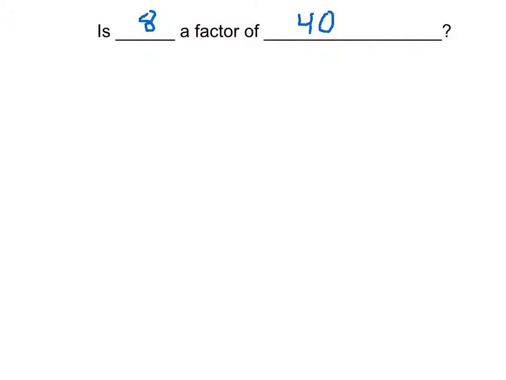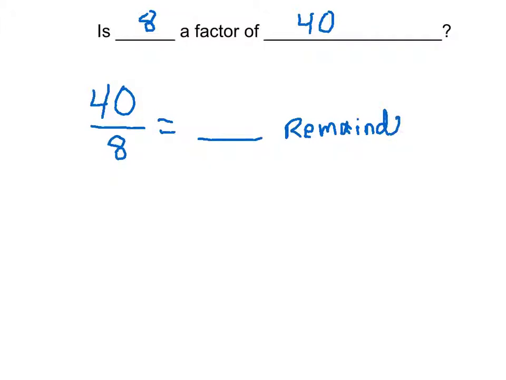Okay, and this is leading into more complicated examples. This itself is not a complicated example, but we'll be able to come back to this idea to determine whether or not we know how to do the more complicated examples. So if 8 is a factor of 40, what that means is we can take 40 and divide it by 8, and we can get something so that we have a remainder of 0. That's our goal. It's a factor if we have a remainder of 0.